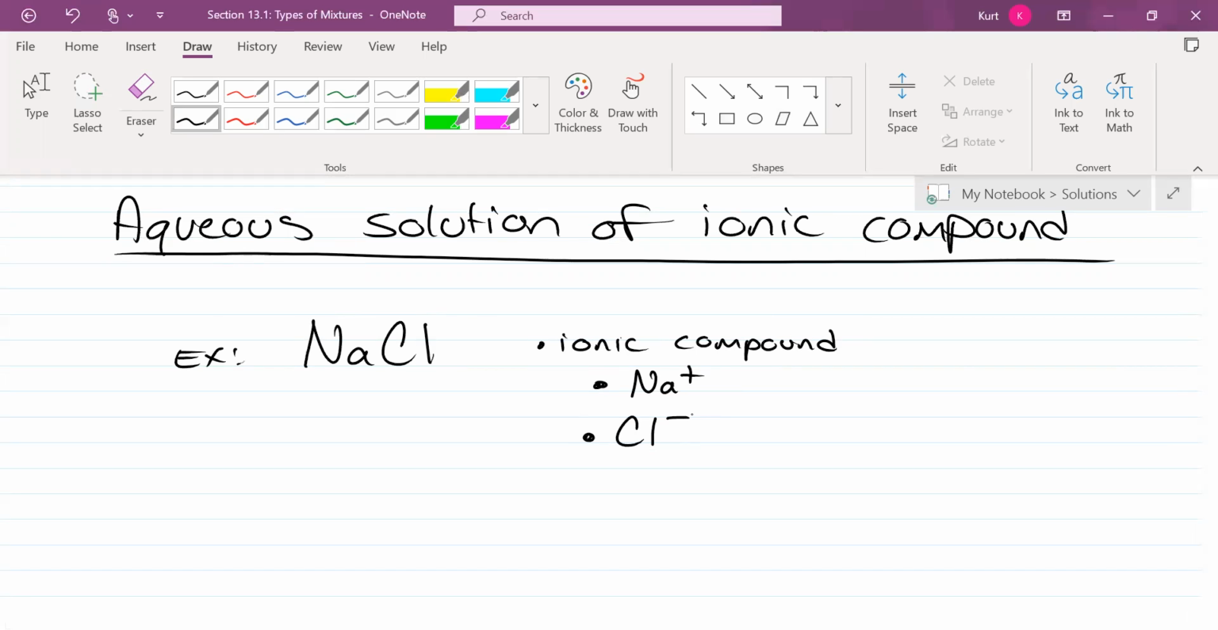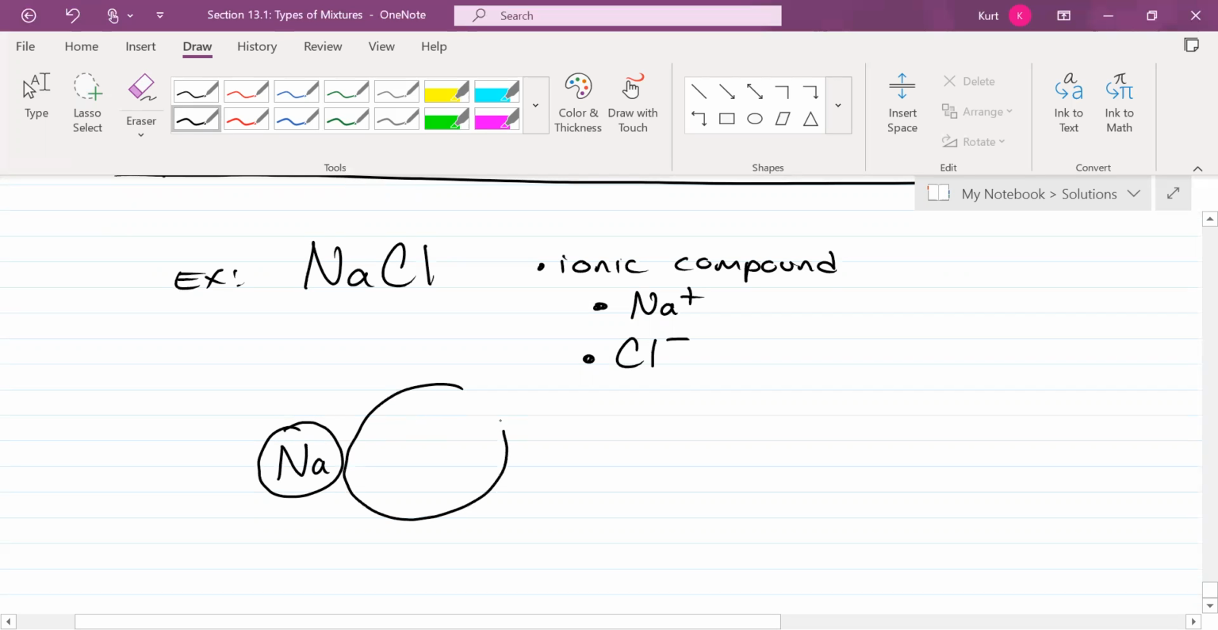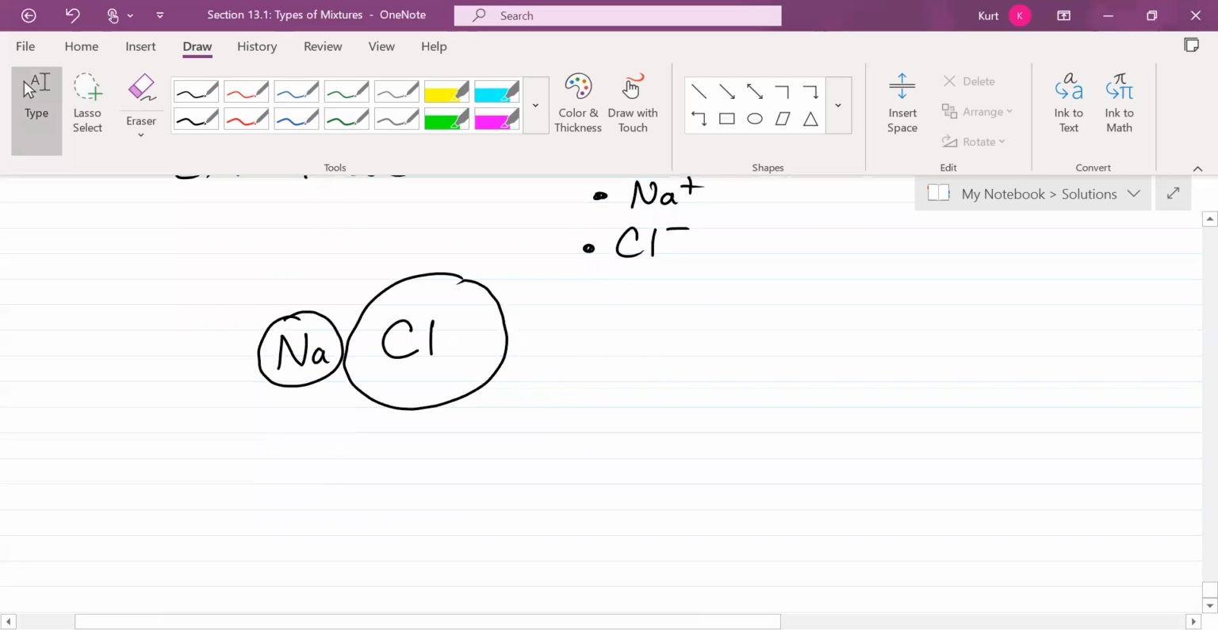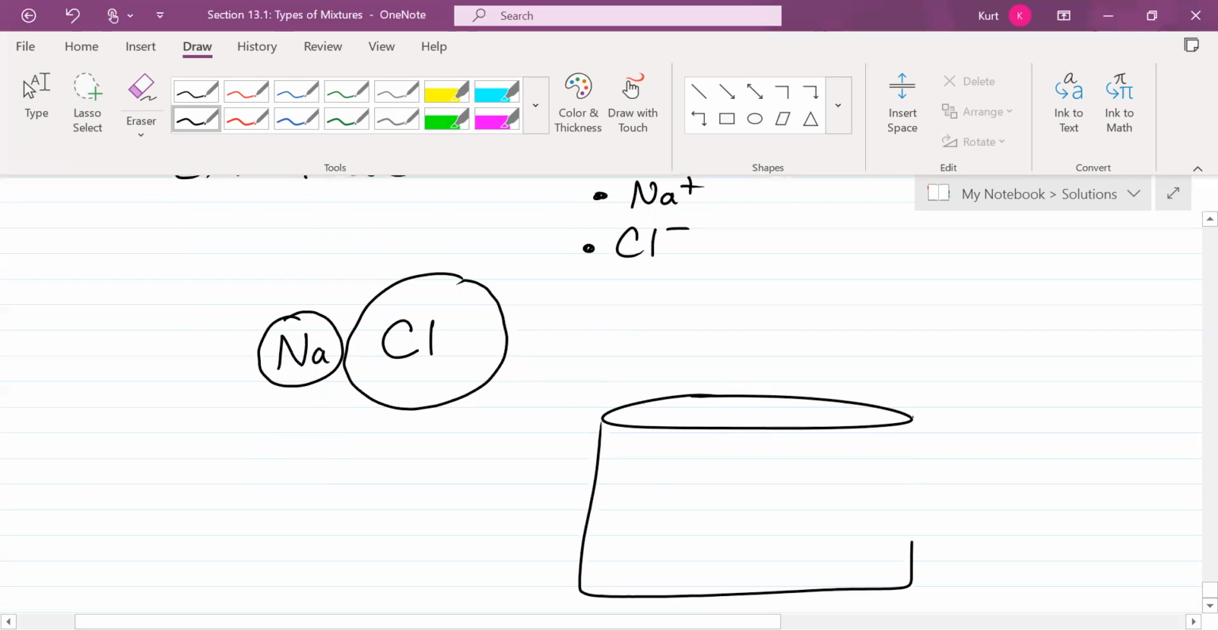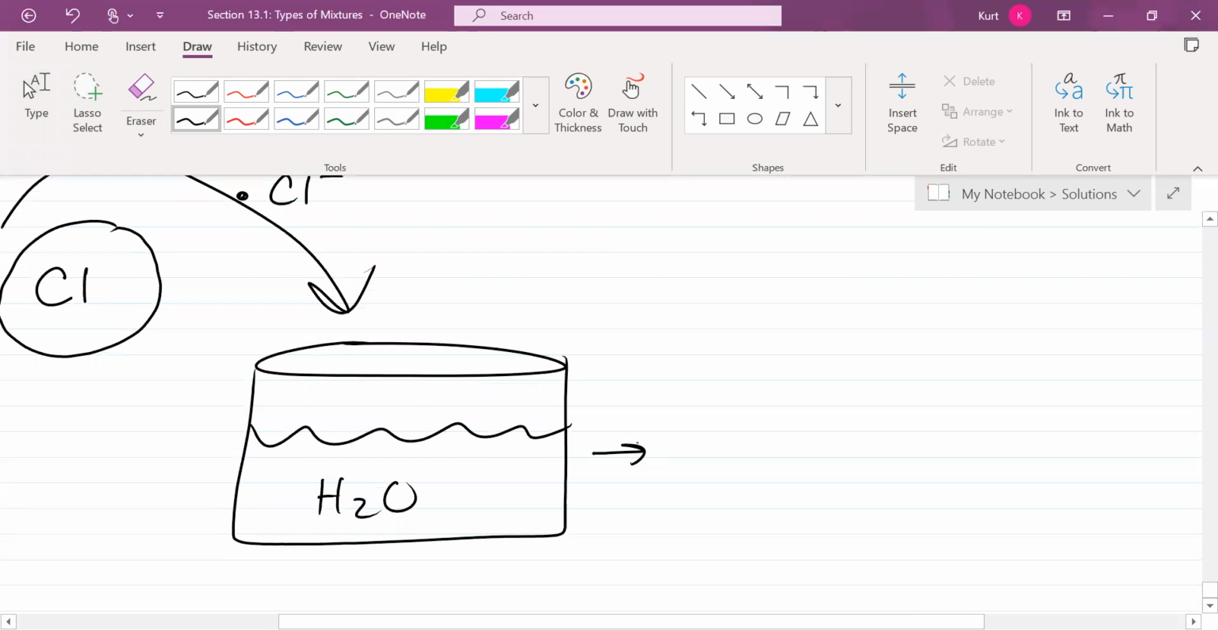This is table salt. Now, if I actually look at the ions, it's going to look like this. Here's Na. Here's Cl. A chloride ion is 35.5 grams per mole. Sodium is 23. So a chloride ion is a little bit bigger than a sodium ion. Now, I'm going to throw this into water. This is water. This is all going in. Here's what happens. Water molecules look like this.